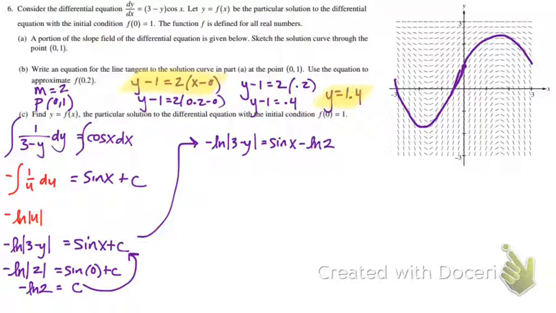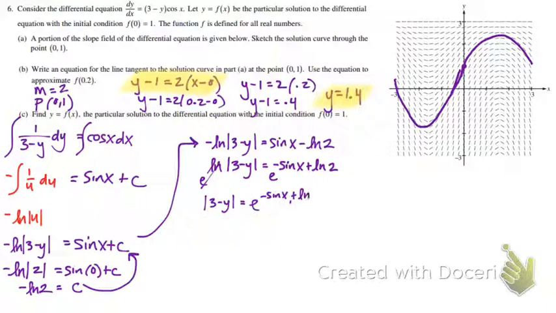Okay, and now we need to go forward and solve for y. So get rid of the negative first by dividing on both sides. Ln of the absolute value of 3 minus y is equal to negative sine of x plus ln of 2. To get rid of the natural log, let's raise both sides to the power of e. So we get the absolute value of 3 minus y equals e to the negative sine of x plus ln of 2.